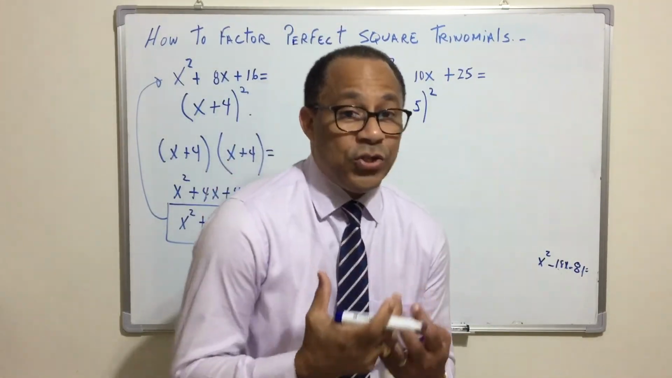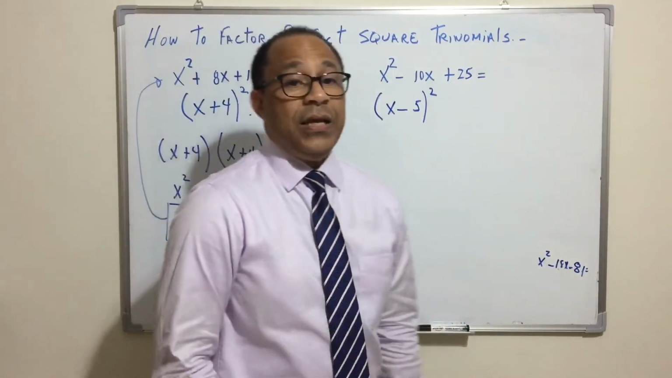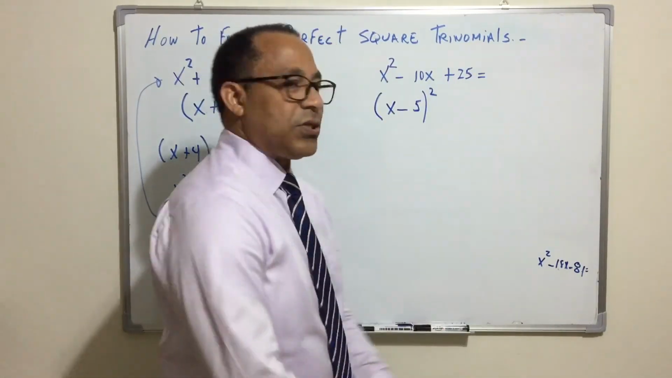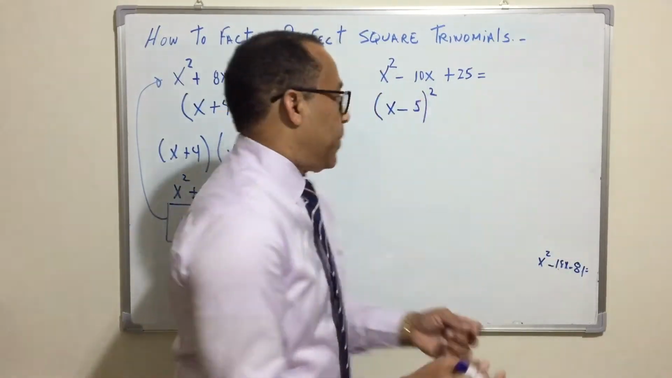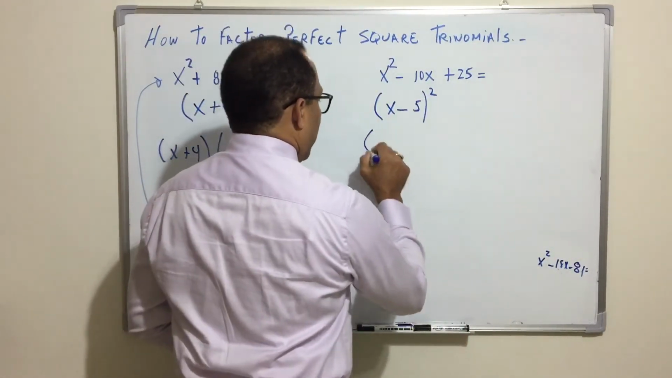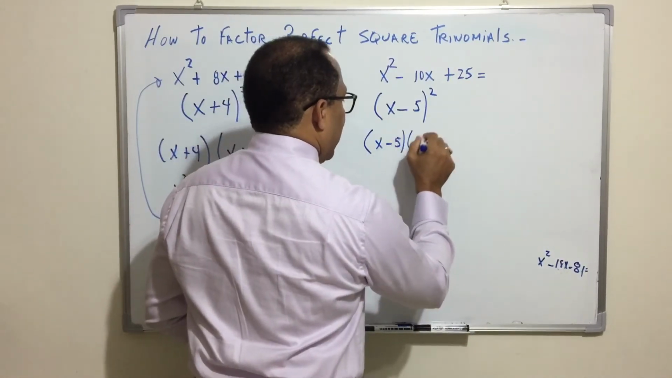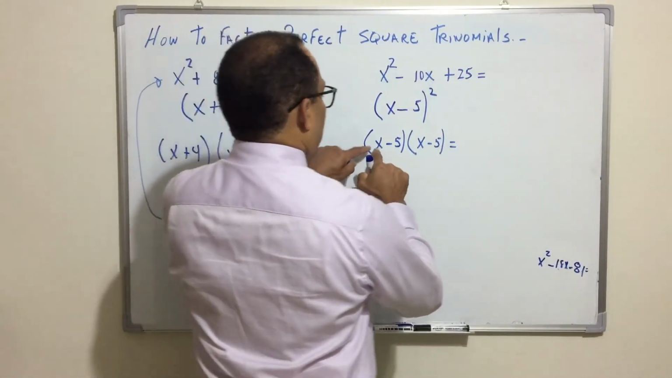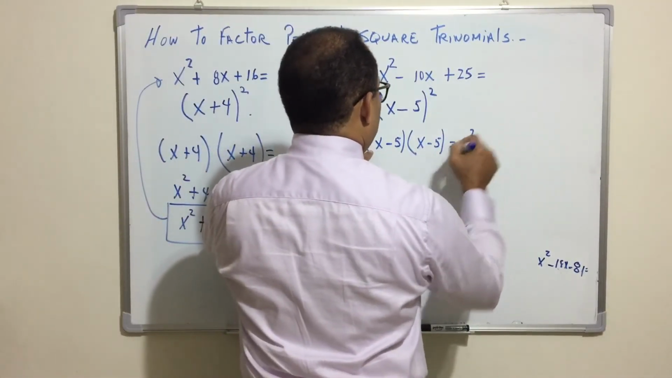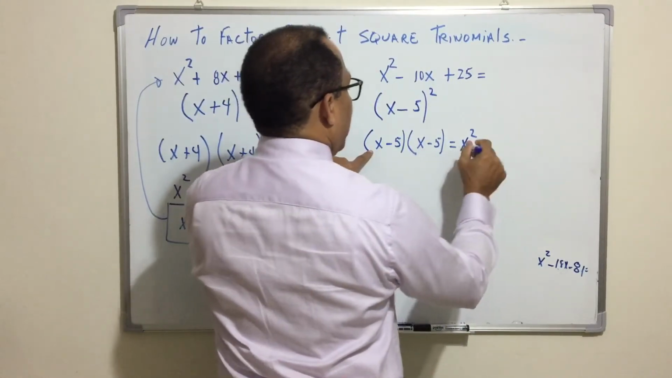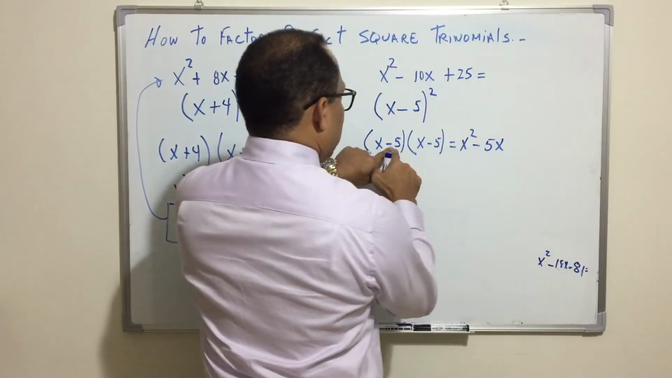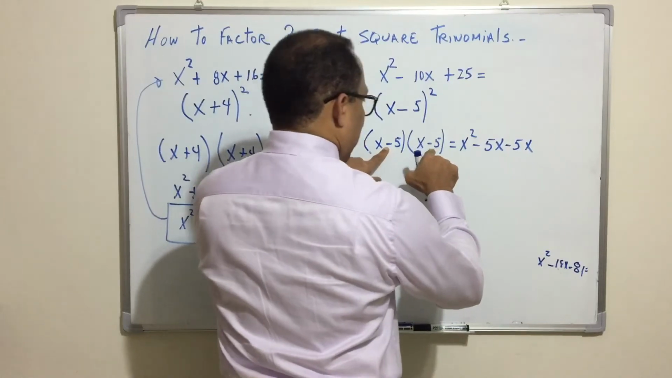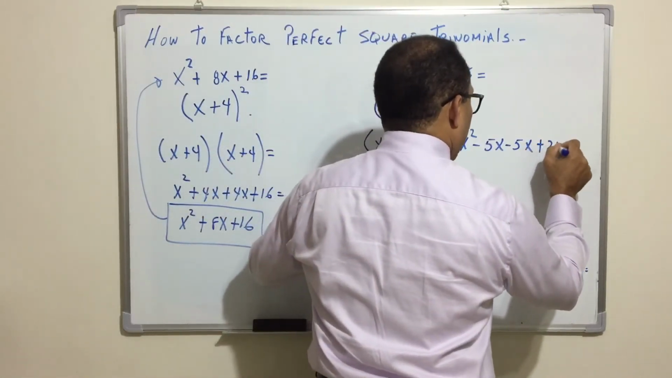Now, if you want to make sure that this factoring tells you the truth, that it is correct, use the FOIL method. Because the FOIL method multiplies two binomials. So I'll be multiplying x minus 5 times x minus 5, FOIL method again. X times x, x to the second power. X times negative 5 is negative 5x. Negative 5 times x is equal to negative 5x. And negative 5 times negative 5 is positive 25.